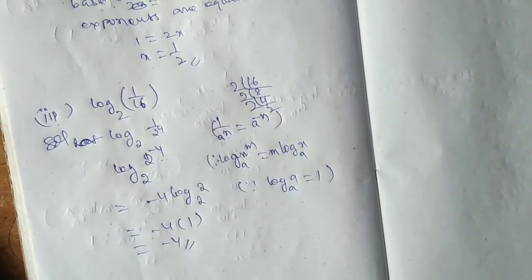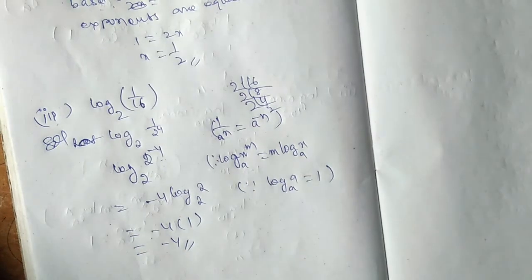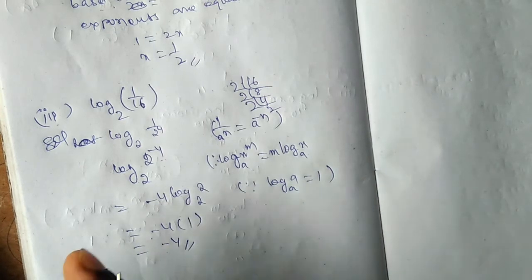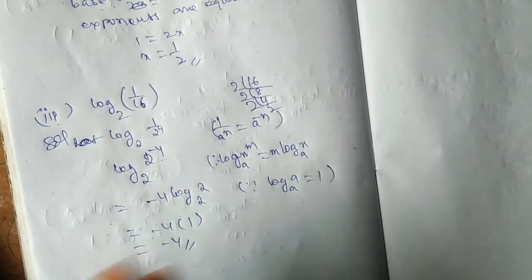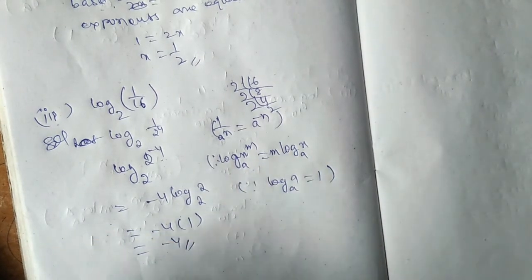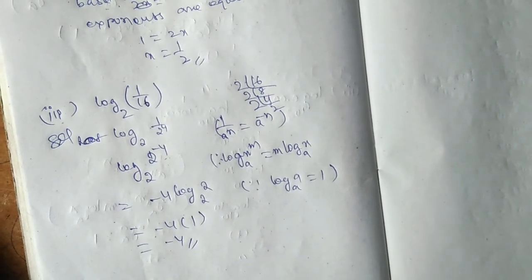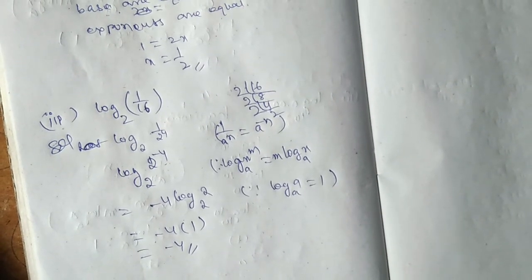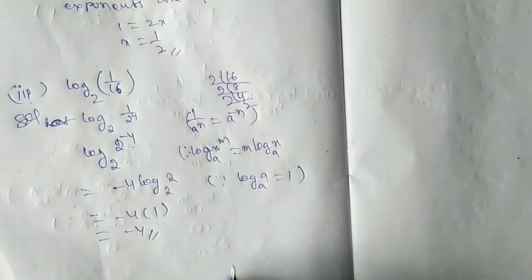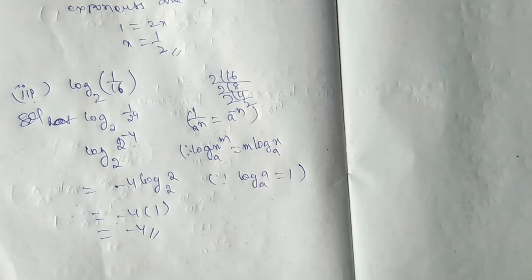The answer is minus 4. Otherwise, you can say x equals log 1 by 16 base 2, so 1 by 16 base 2 is equal to x. Then you convert it into exponential form and you can get the x value. Here we have two methods. Whichever is convenient for you, you can follow that method.